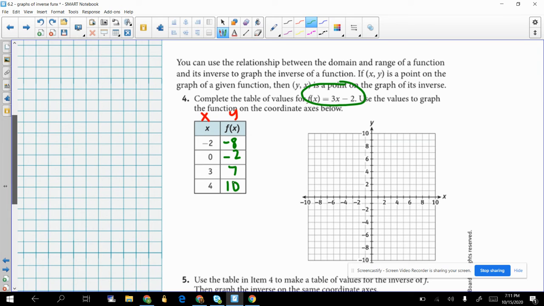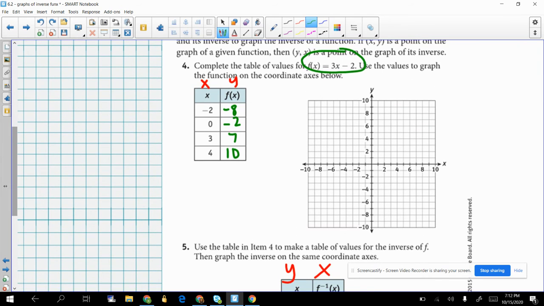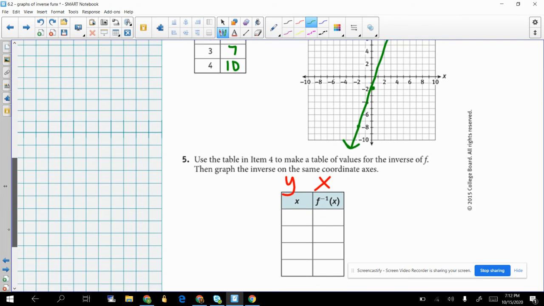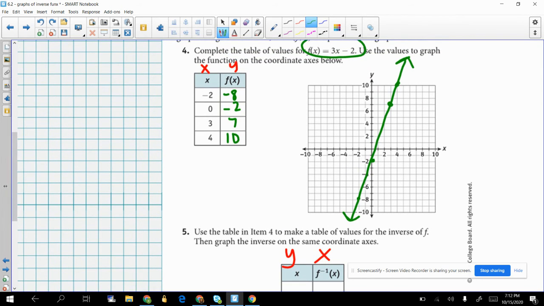Okay, so let's go ahead and plot those points. So we have negative 2, negative 8, 0, negative 2, 3, 7, and 4, 10. And we're going to go ahead and draw a line through those. Beautiful.